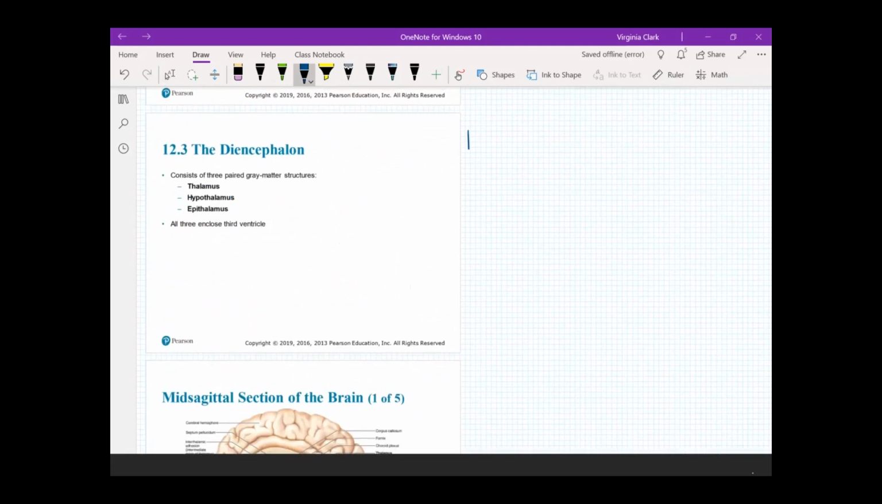Okay, so the next section is going to be the diencephalon. 12.2 was telencephalon, which was the cortex, which is the most anterior part of the prosencephalon. So next we're going to talk about the diencephalon, which is the second part that is broken out of the prosencephalon. The diencephalon essentially is going to be made up of three structures: thalamus, hypothalamus, and epithalamus. We're going to do a brief overview of them all.